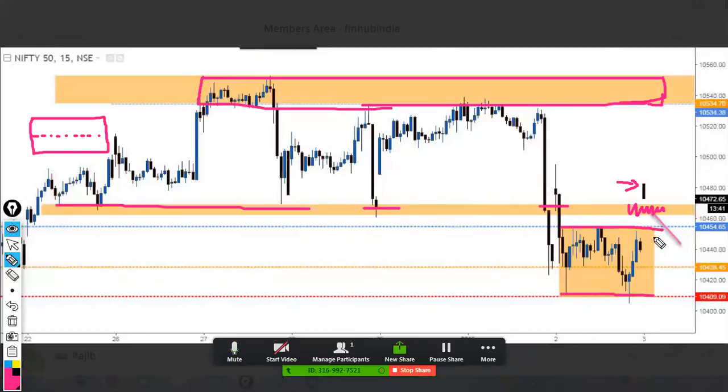Sorry guys, my throat is not good today. Anyways. So this is an overall channel here, and in this channel you have a key level in between here, and this is where the Nifty took support yesterday. The same way you have a midline over here too.